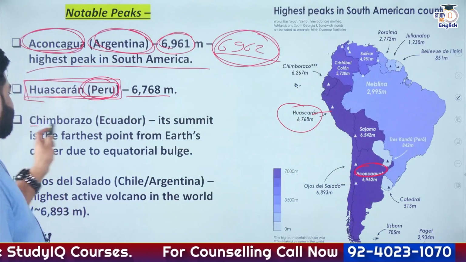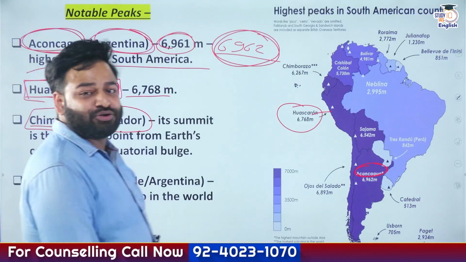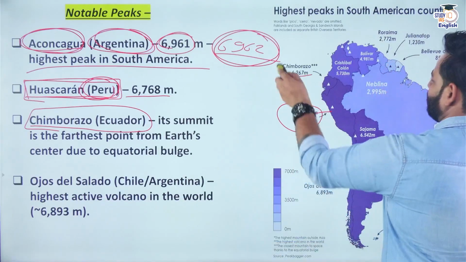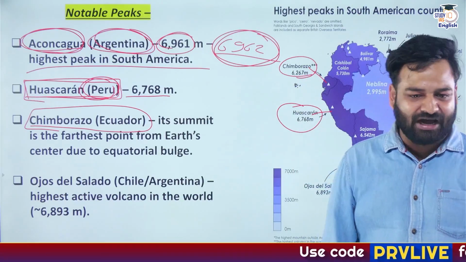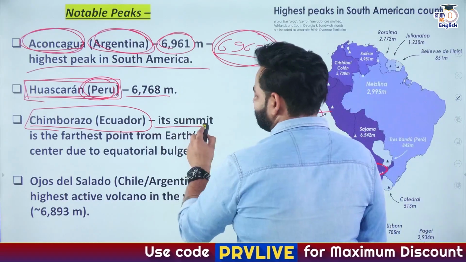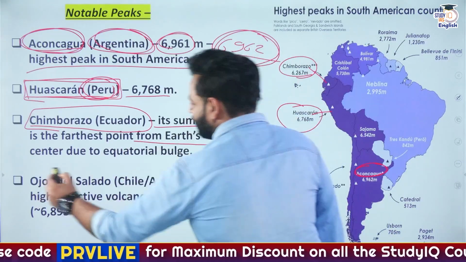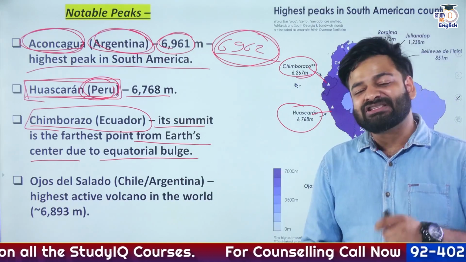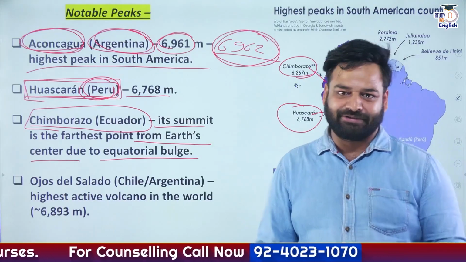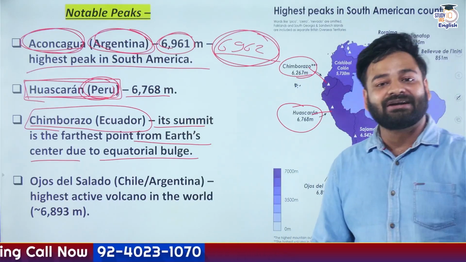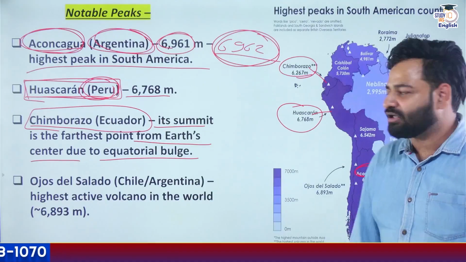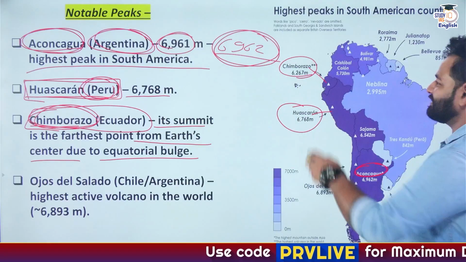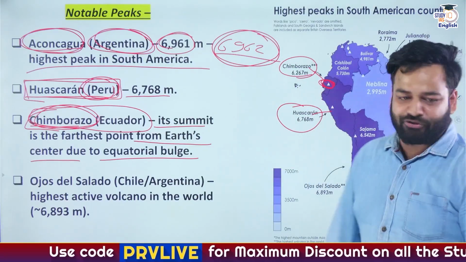And then we have Chimborazo. The most notable feature of Chimborazo, first of all, it is in the country known as Ecuador. Right. And now you can see the striking feature, the highlight here. Its summit is the farthest point from Earth's center due to the equatorial bulge. So when we talk about which particular summit is farthest from the center, that is from the equator, it will be Chimborazo. And where is it? It is in the country known as Peru, right?